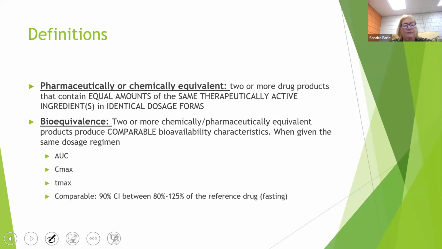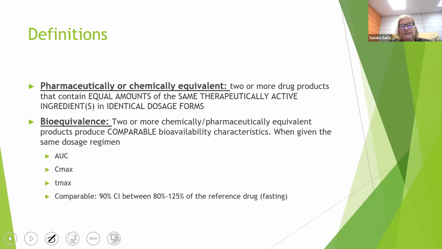Equal amounts of the same therapeutically active compound or ingredient. So it's got to be the same compound, in equal amount, and the same dosage form. So you can't have IV and PO, or PO and a cream, or even a liquid like a syrup and a tablet. They've got to be the same dosage form, same active ingredient, and same amount. So it can't be a 10 milligram and a 20 milligram tablet either. They've got to be the exact same.